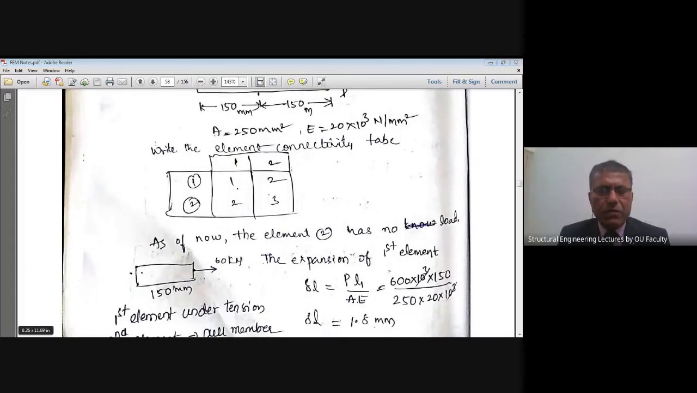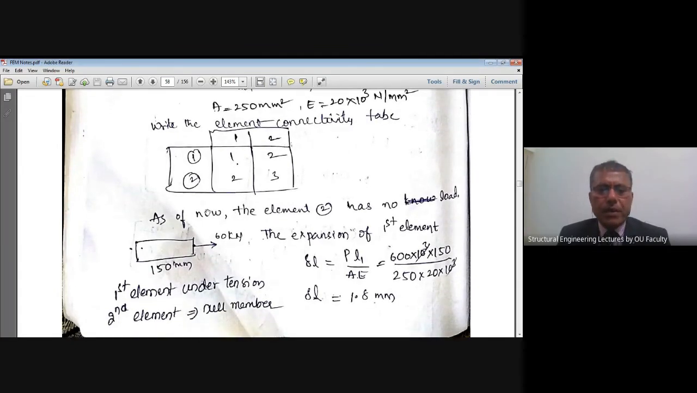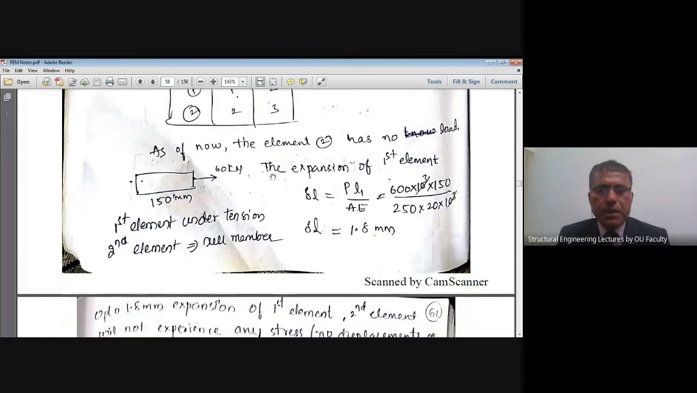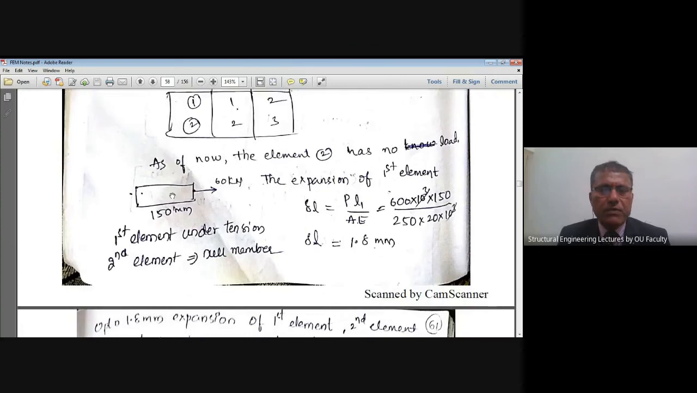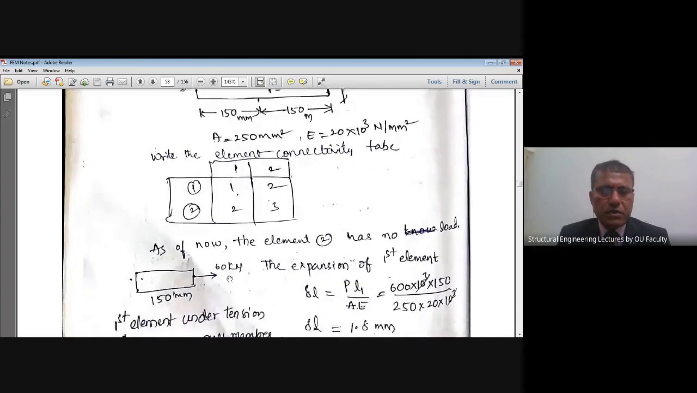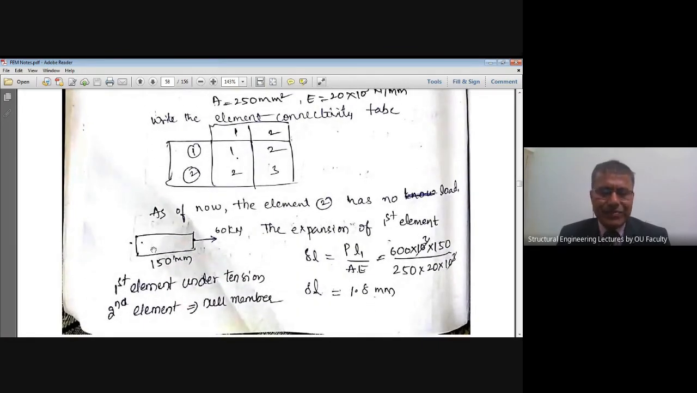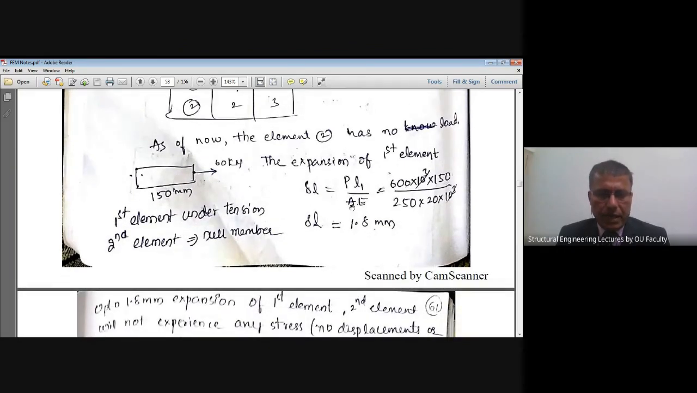Once that boundary condition is specified, we'll do simple calculations from strength of materials. I'll take the free body diagram of the first element, of length 150 mm, which is acted upon by a tension force of 60 kilonewtons. Hence, the extension of this first element is delta L equals PL over AE, where L is 150 mm, the area is 250 mm square, and Young's modulus is 200 times 10 to the power 3.